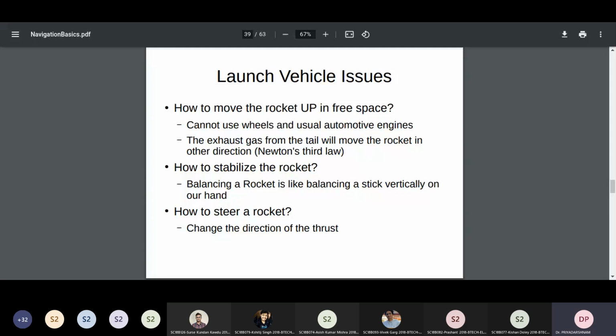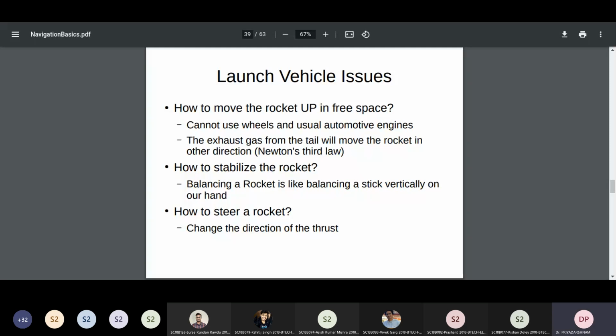Let us look at the launch vehicles and their issues. One of the difficulties: how do you move the rocket up in free space? We cannot use wheels because there is nothing to catch or hold on to. So exhaust gas from the tail, as we all know, will be used to move the rocket. The basic principle is Newton's third law.